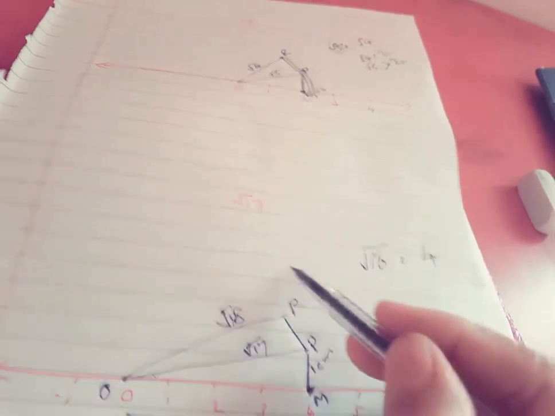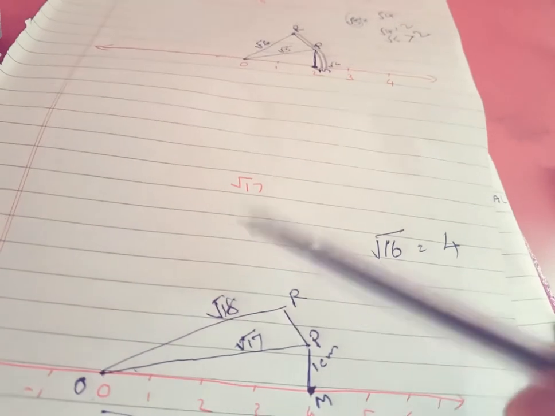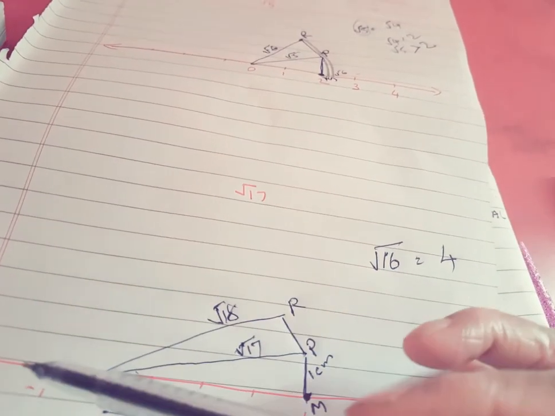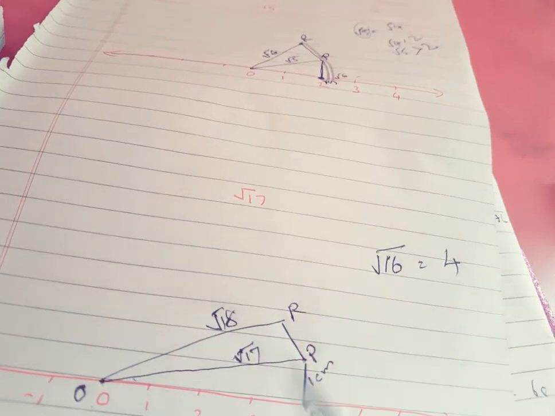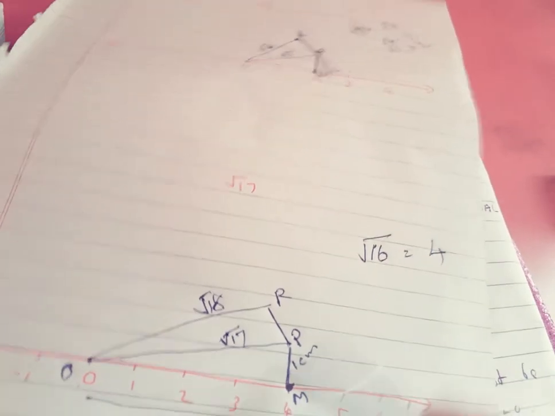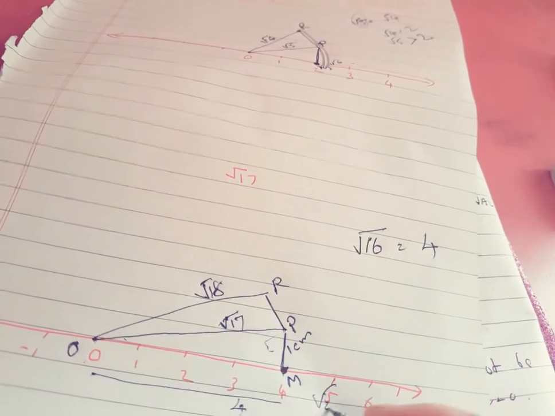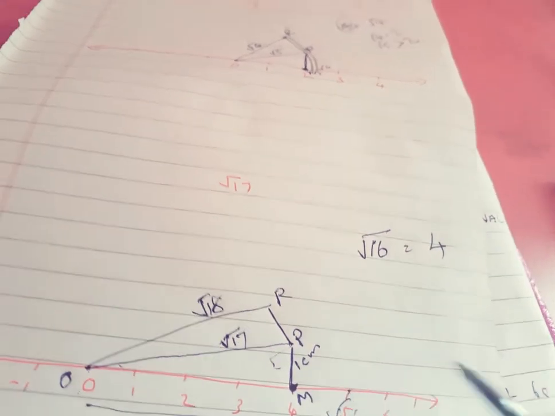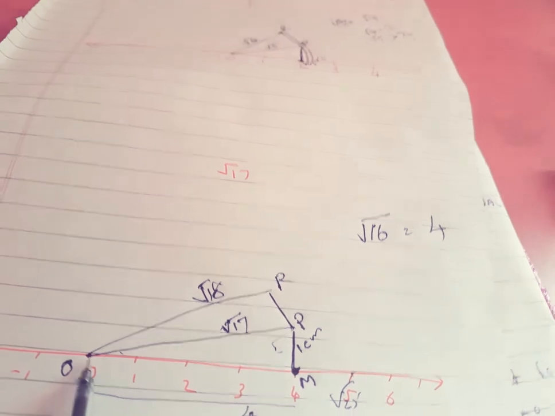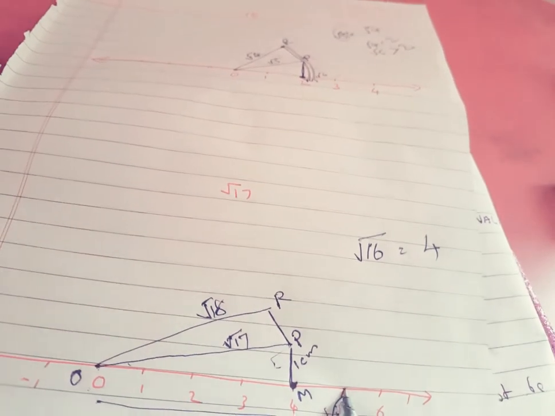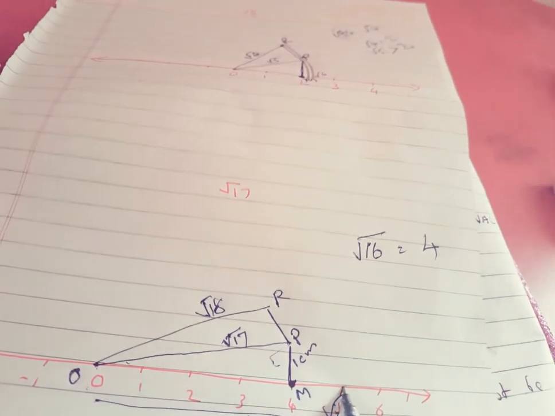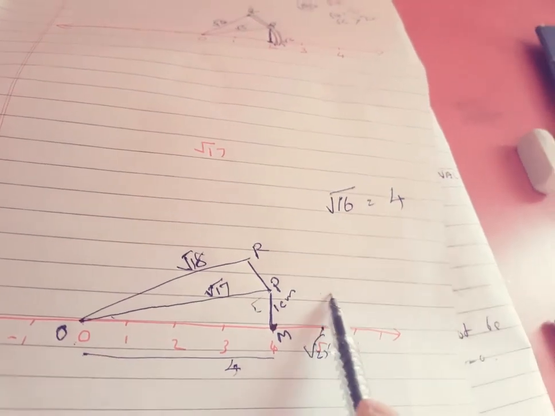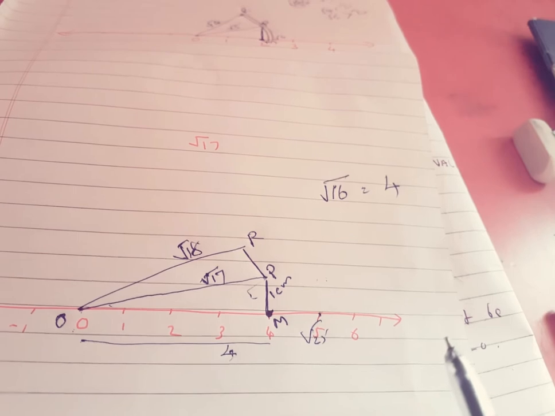For root 19 also like that, root 20 like that, root 21 like that, 22, 23, 24, but 25 we know it is itself, root 25. And for 26 it is an easy way: draw OM, point M at 5, draw perpendicular and join OM will be root 26.